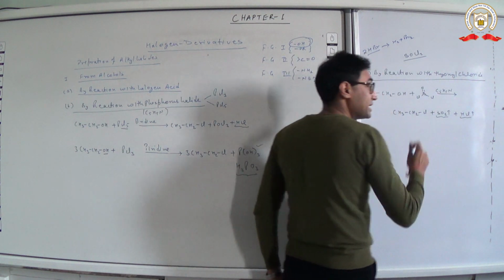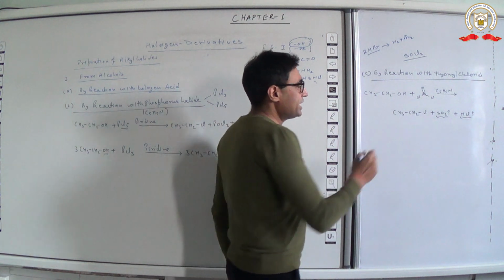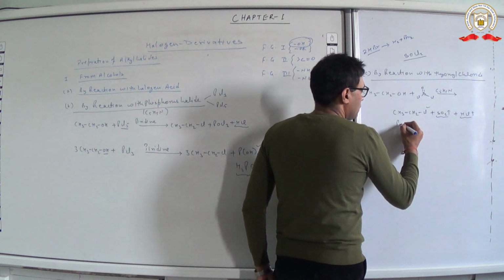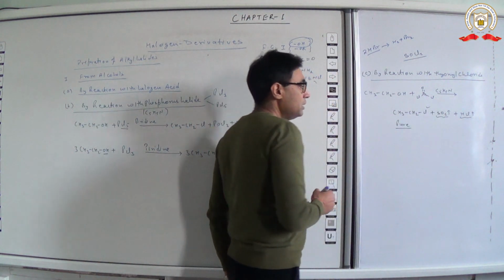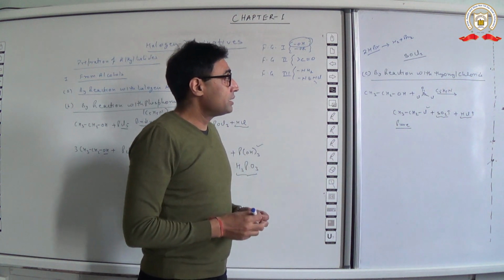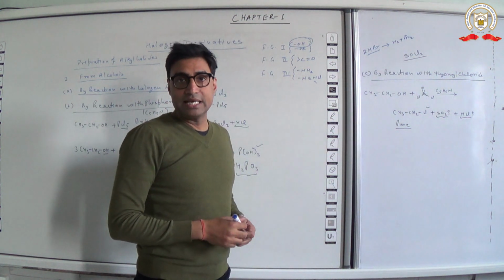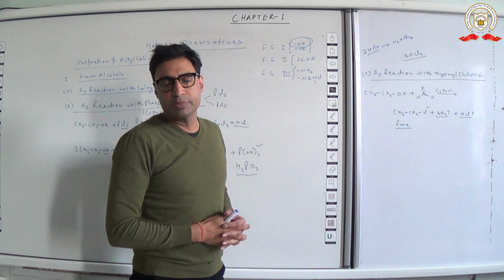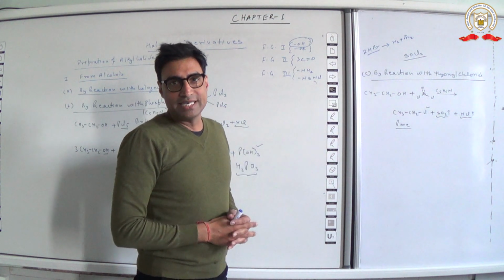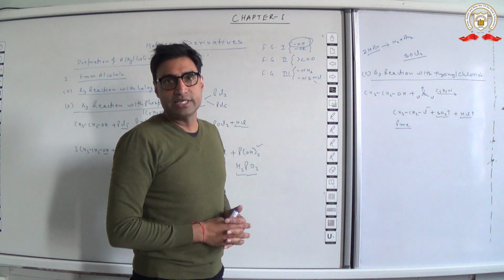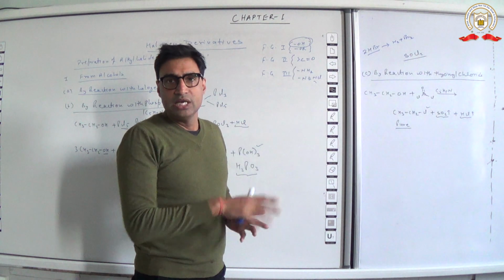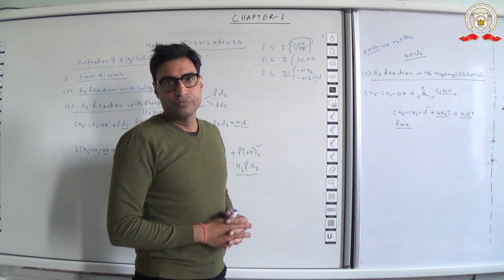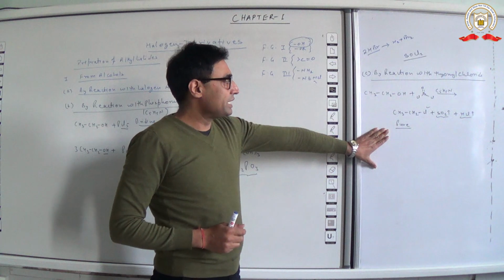Now since SO2 is a gas, that will move out. HCl is a gas, that again will move out. You will get your alkyl halide in pure state. And that is an advantage of this method, that the alkyl halide you get will be in the pure state, because both the byproducts, that is SO2 and HCl, are in the gaseous state. They will move out of the system, leaving behind pure alkyl halide. So this is how you will get pure alkyl halide.